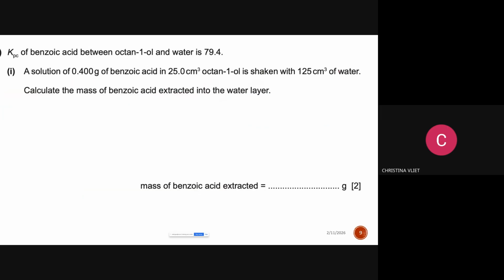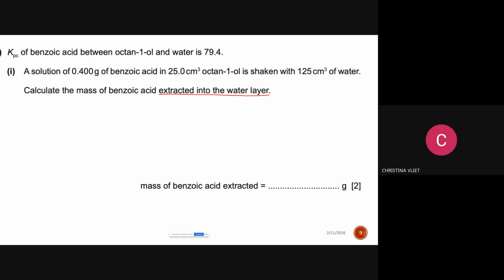KPC of benzoic acid. So this time they're giving you KPC. They're telling you the partition coefficient of benzoic acid between octanol and water is the number 79.4. And they give you a solution of 0.4 grams of benzoic acid in 25 centimeters cubed octanol, and they shake it with 125 centimeters cubed of water. Calculate the amount of benzoic acid extracted into the water layer. And so this question to me is the hardest type of question. Let's see if you can follow along.